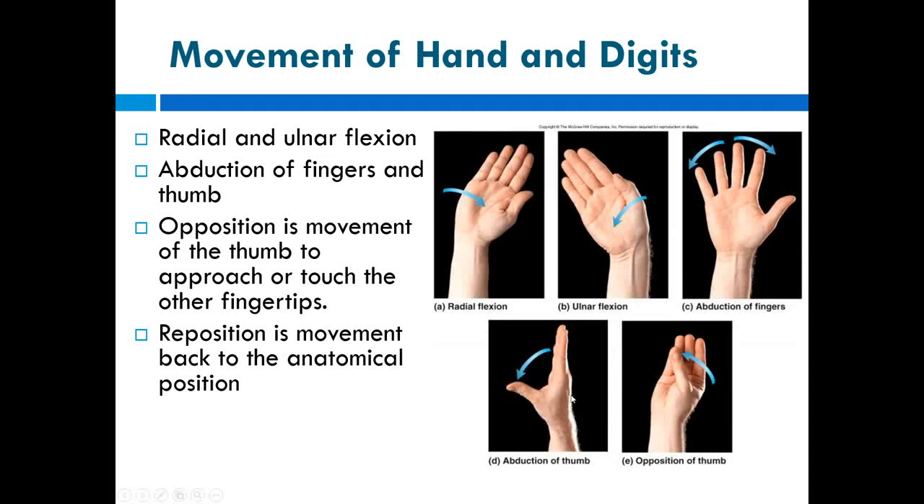A very important and interesting movement happens in the thumb, that is called the opposition, when you are trying to touch every fingertip with your thumb, that is called the opposition of the thumb. And this is the abduction of the thumb, when you are moving your thumb away from your other fingers. Repositioning is the return of your thumb to its normal position, that is the anatomical position, that is called the reposition of the thumb.